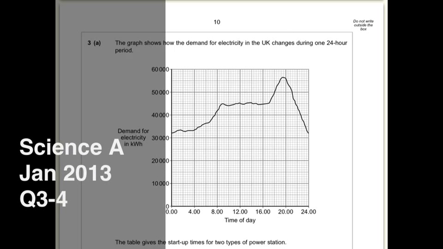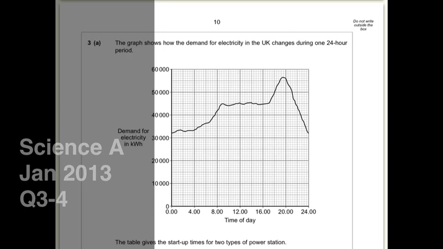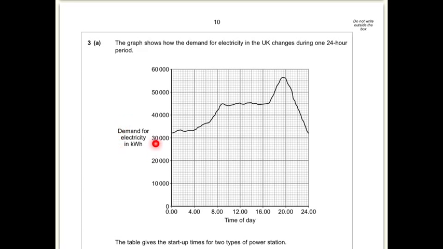Okay, question 3. The graph shows how demand for electricity in the UK changes during one 24-hour period. So you can see that you've got the demand in kilowatt hours here. It starts off relatively low, it increases between 4 o'clock and 8 o'clock. It stays pretty steady between 8 o'clock and 4 o'clock in the afternoon. Then there's this spike up between 4 o'clock and 8 o'clock, and then back down to its nighttime level, where it starts off there.